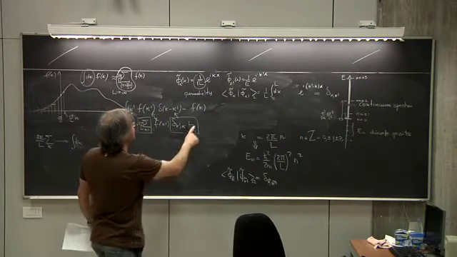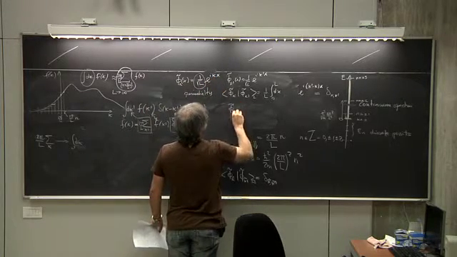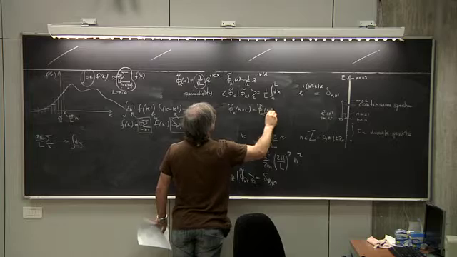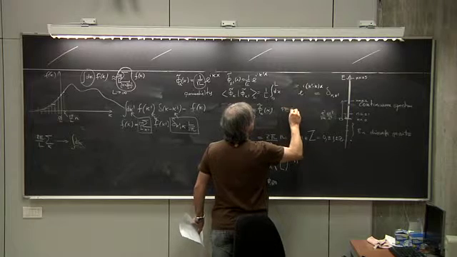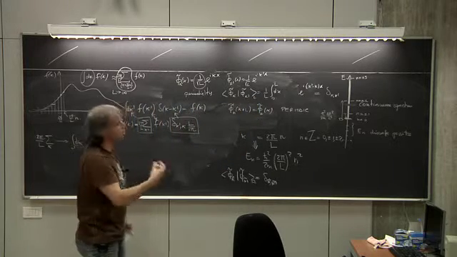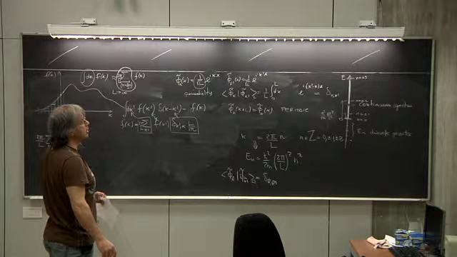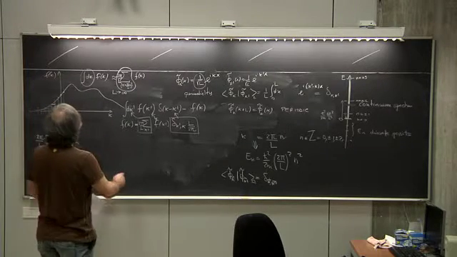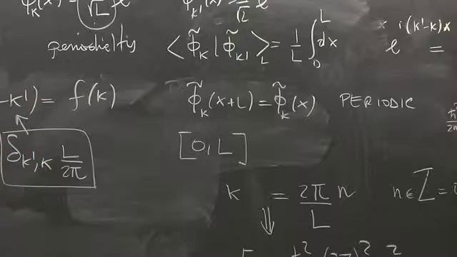These functions here are periodic functions. We said they respect the fact that phi tilde k of x plus L is equal to phi tilde k of x. So they're periodic. They are normalized on the interval 0 to L. They are orthonormal, in fact. Therefore, you can think of them as a basis of functions, of periodic functions, in this interval 0 to L. They are, in fact, Fourier bases.